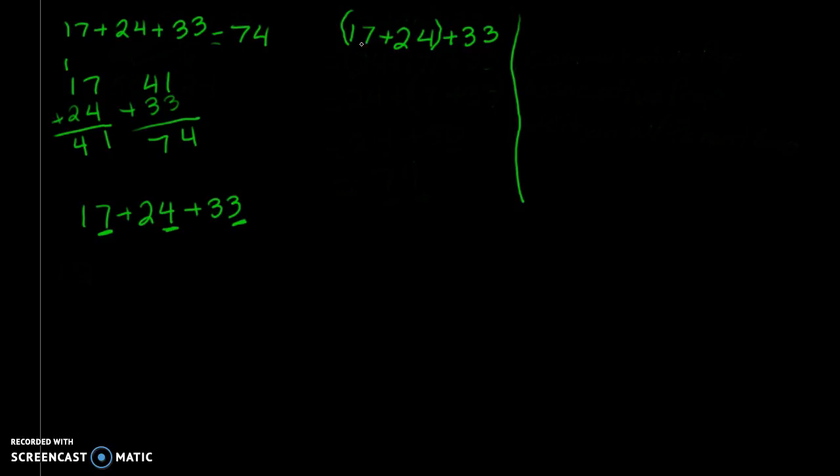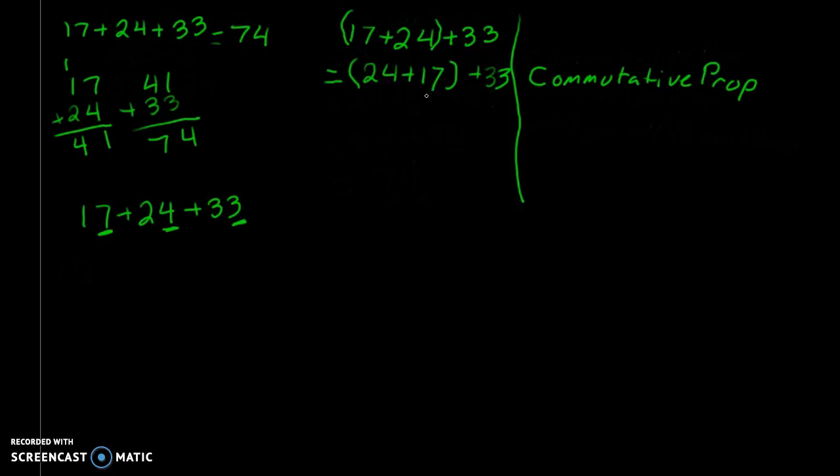So what we're going to do is flip these two around so we can get that 17 next to that 33. So I'm going to write this as 24 plus 17 in parentheses, and then that plus 33. And the reason why we can switch these numbers is the commutative property. That says that if we add 17 and 24, that's no different from adding 24 and 17. We're going to get the same answer with addition. And so it's because of that that we're able to do this.